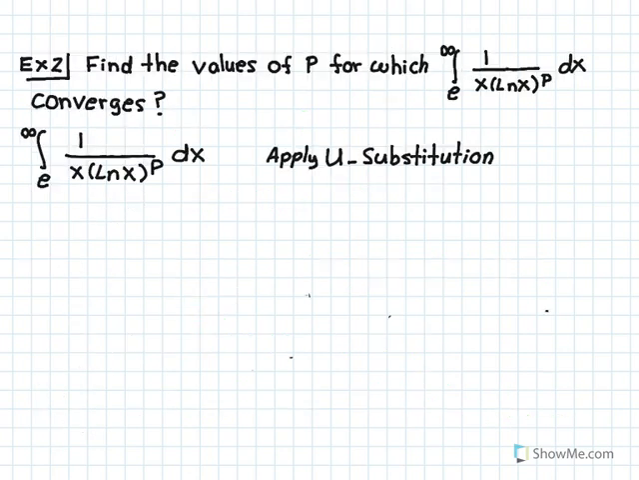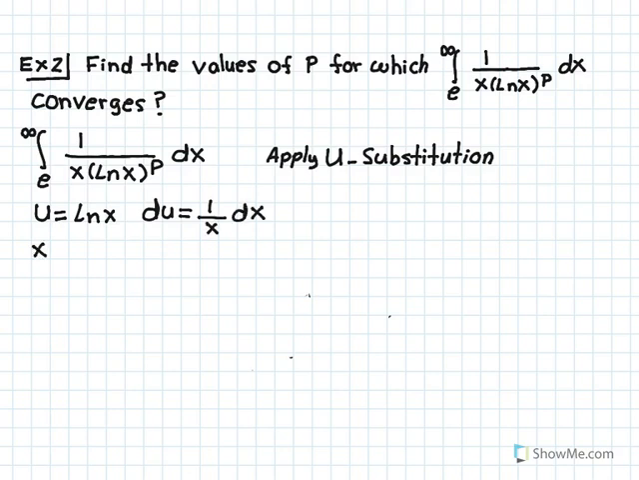All right, so let's look at another question. This is kind of a theory question that you might see on a quiz. Find the values of p for which the integral from e to infinity of 1 over x times log x to the p dx converges. And somehow we want to do a u substitution and relate this back to a p integral, something that we covered earlier in the video. So the first thing we do is apply u substitution. We're going to let u be equal to ln x. Take the derivative, du is equal to 1 over x dx.